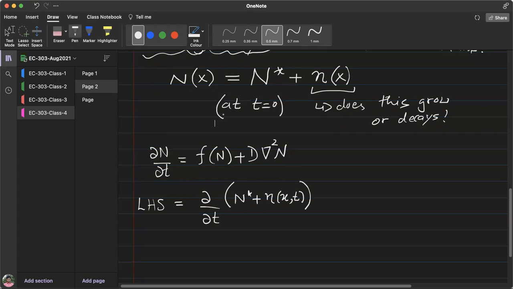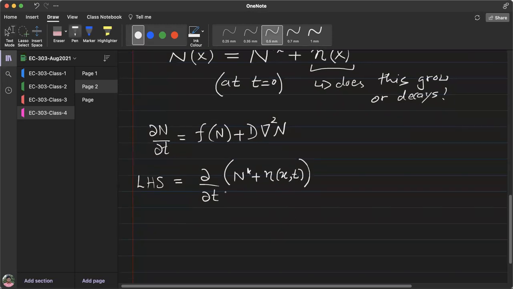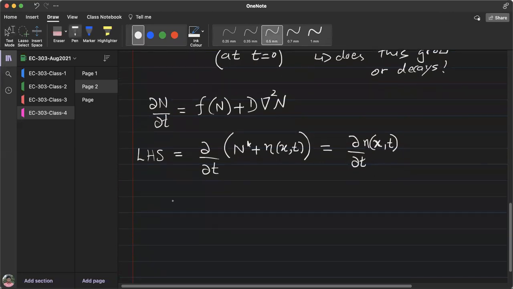Some arbitrary time unit, which I am saying is 0. Okay, so that's the left hand side. The first term is a constant, right? So this becomes 0. So the left hand side becomes how the perturbation that we have introduced changes with time. Not the overall density anymore. It's just how the perturbation is changed with time.